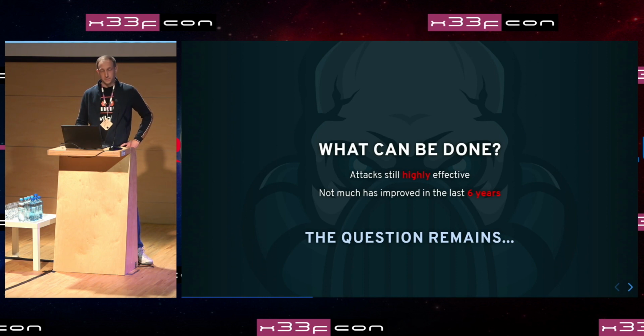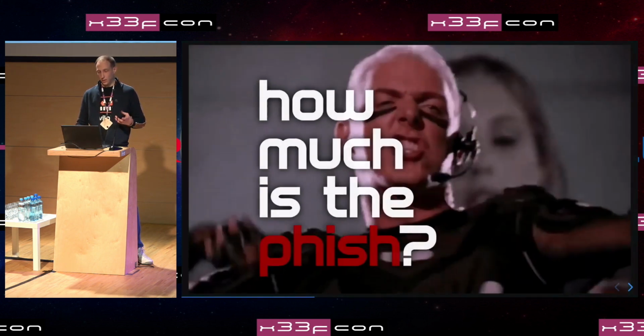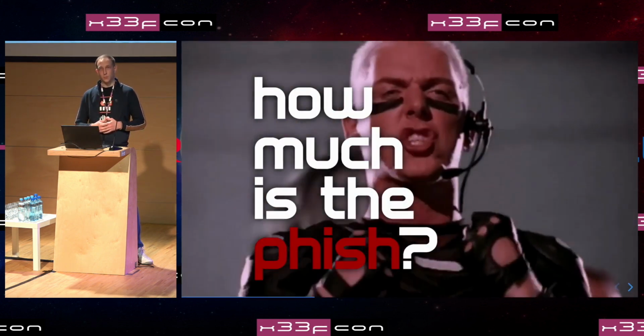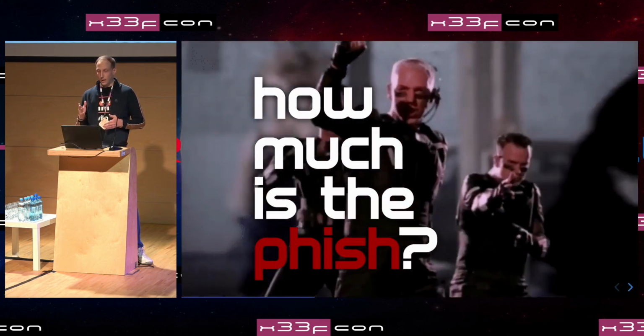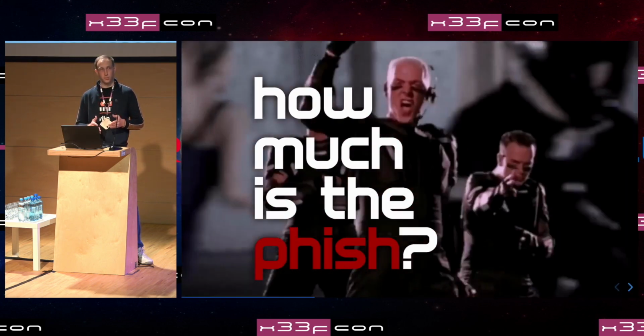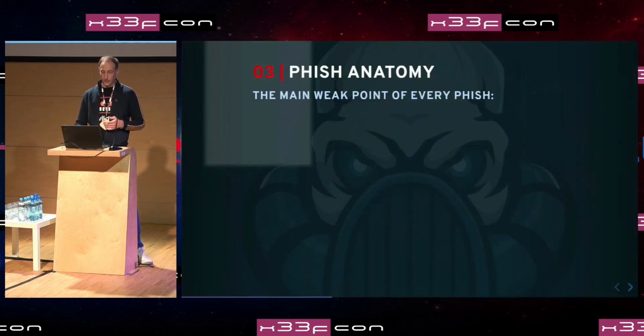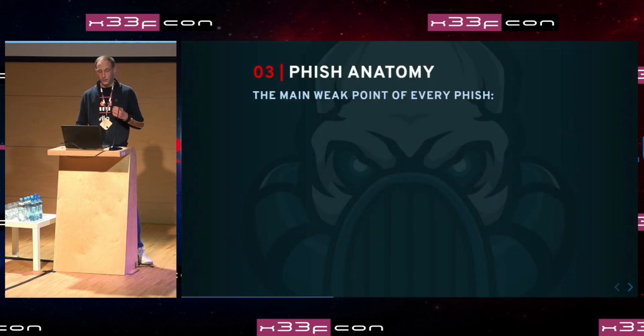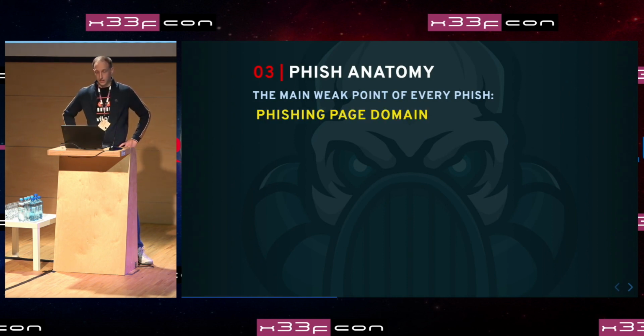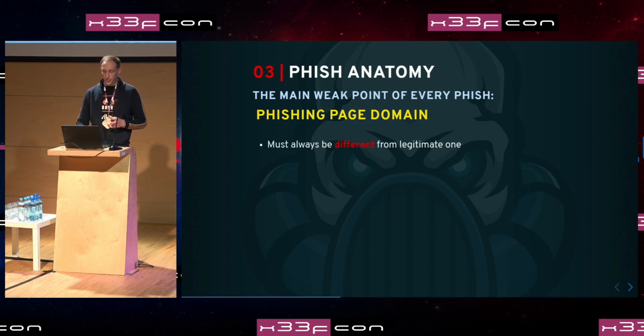So the question remains. The question that Scooter once asked, that was very important, and I will try to answer in this talk, is: how much is the phish? What is the cost for the attacker to actually perform a successful phishing operation? And how to raise the cost for the attacker? So the main weak point of every phishing attempt is actually the phishing page domain. The phishing domain is the thing that you have to register every time, and it has to be always different from the legitimate website.